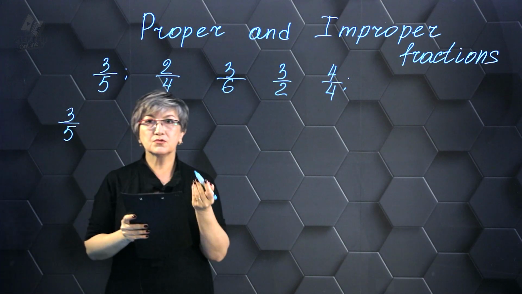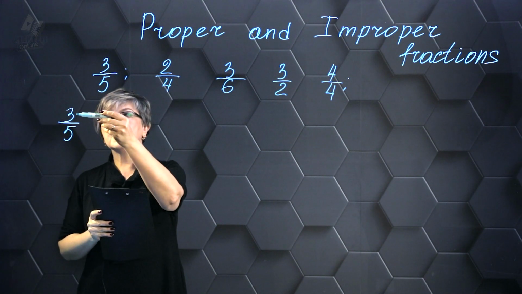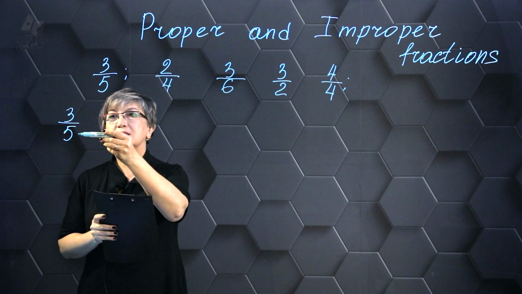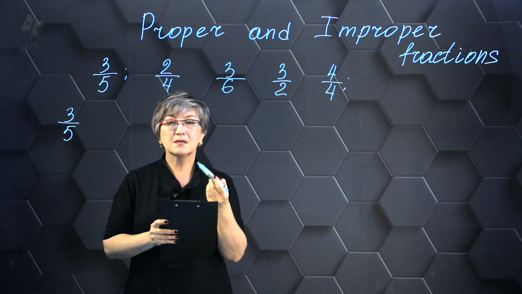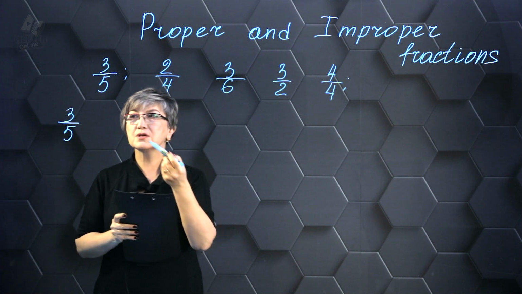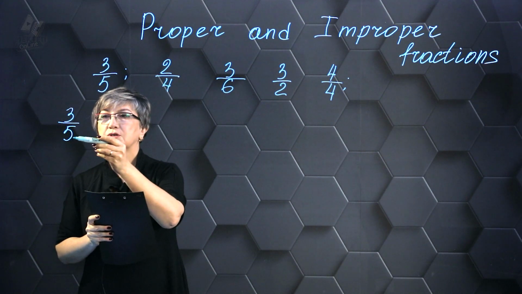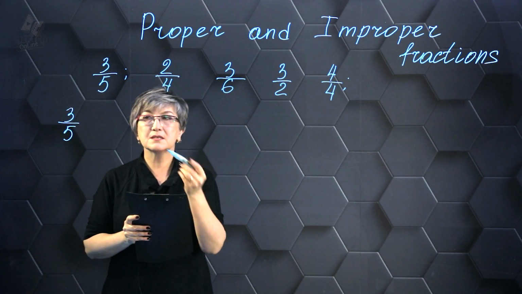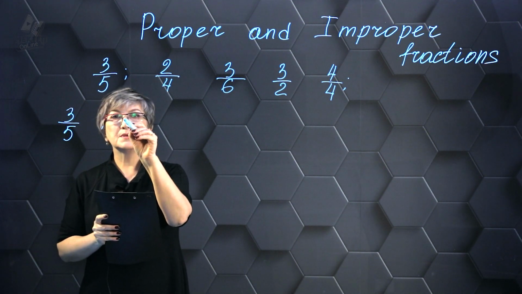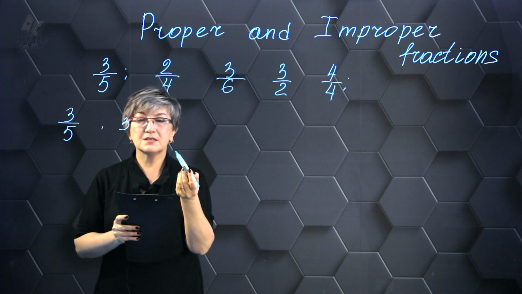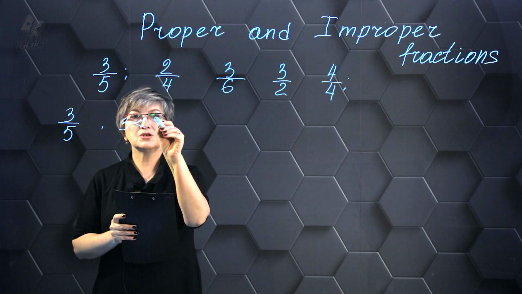What can I say about it? In the numerator, I have the number 3, and in the denominator, I have the number 5. So what can I observe? I observe that the number 3 is smaller than the number 5. What can I say about this observation? The numerator 3 is less than the denominator.